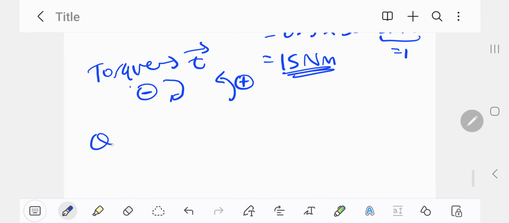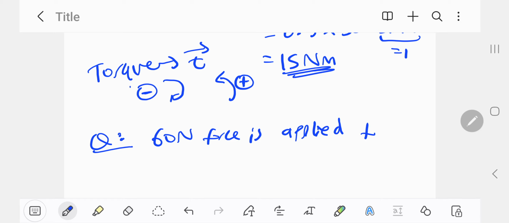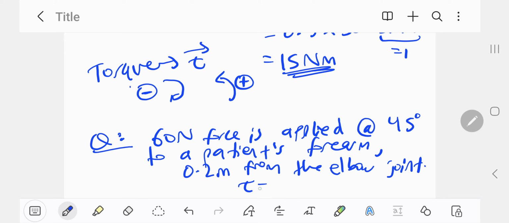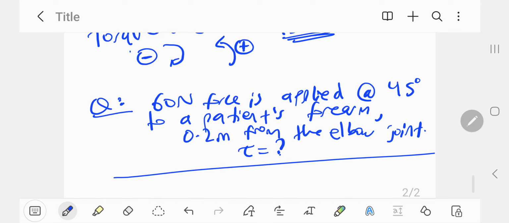I'll give you an example. I'll give you a question to do later. We can do it now if you want. Suppose a 60 newton force is applied at 45 degrees to the patient's forearm, 20 centimeters, so 0.2 meters from the elbow joint. Torque is question mark. So you've got to find the torque there. So that's torque in simple terms.